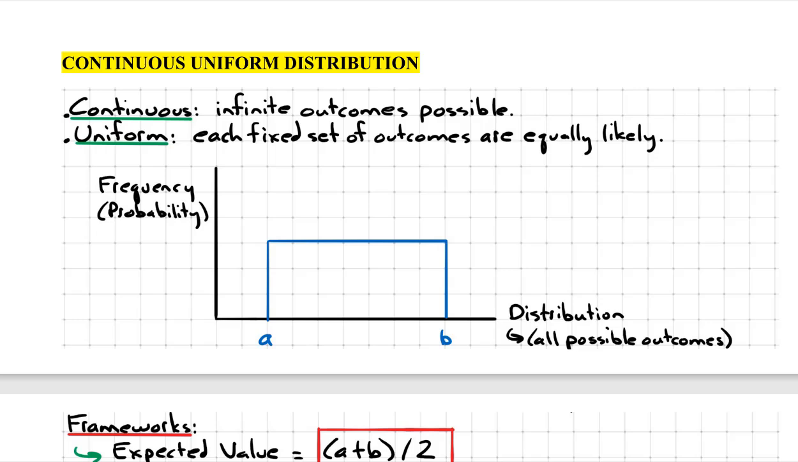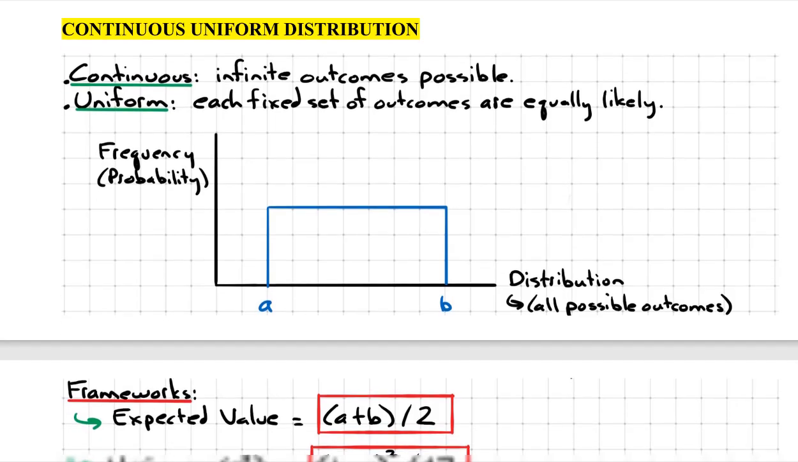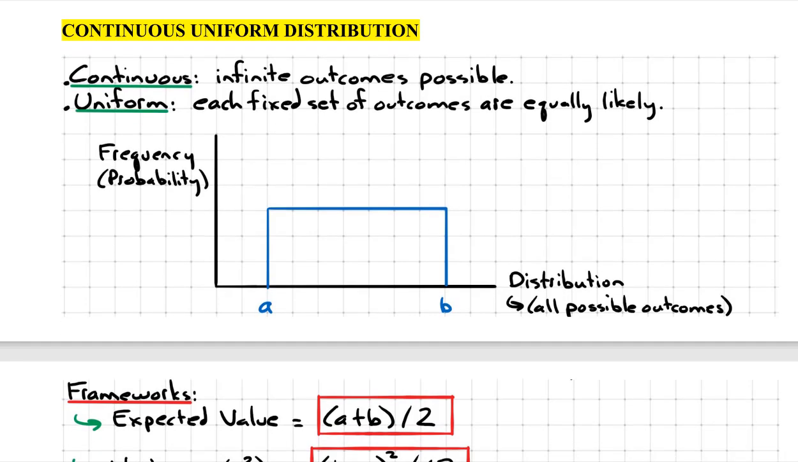Continuous uniform distribution. Continuous implies that there are an infinite number of outcomes that are possible. At the same time, uniform implies that each fixed set of outcomes is equally likely. So let's see how we could translate these interpretations into a visual framework. We can see that the outcomes are continuous. In other words, there's no break in between these outcomes.